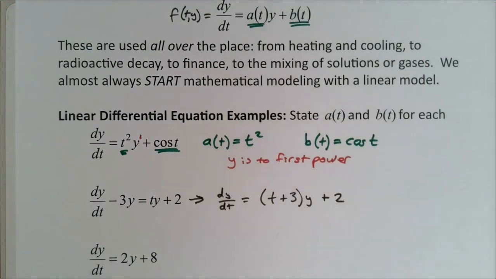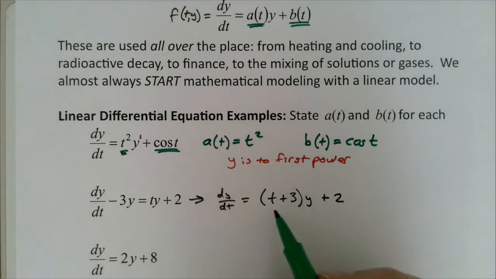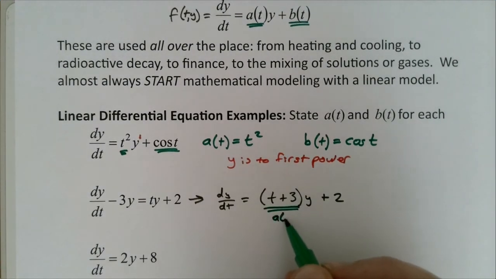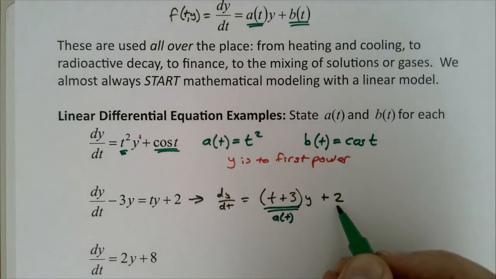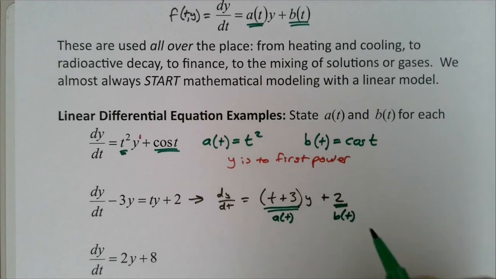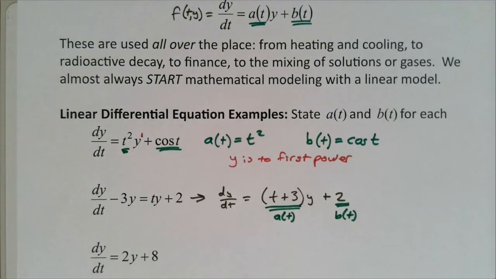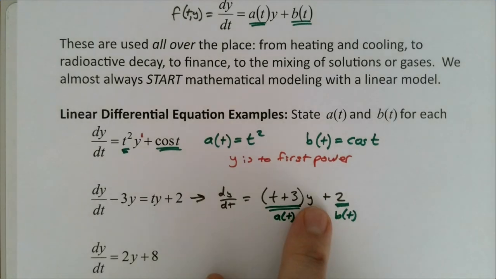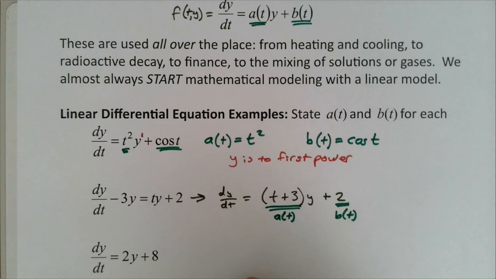plus 2. And in this case, it's pretty easy to see there's a function of t sitting in front of the y. That's my a of t. And then this guy right here, even though it's a constant, technically that's my b of t. It's a function of t. It's just 2 times t to the 0th power, right? And of course, y is to the first power again. So it works. It is a linear differential equation.